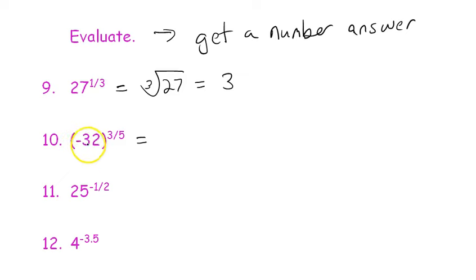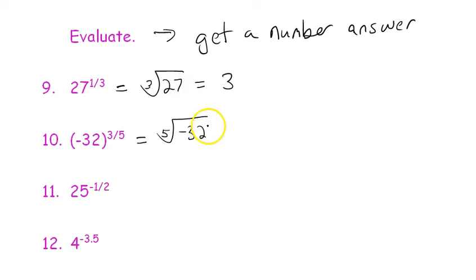This negative is not in the power, so that does not mean move it to the bottom. That means that's inside of the root. It's a negative number. So I'm going to rewrite this as the fifth root of negative 32. And now I'm going to make the decision. Should I put the 3 inside or on the outside?